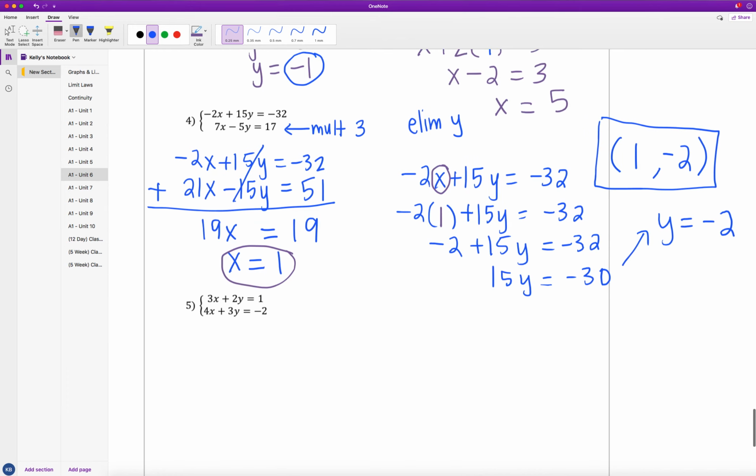Again, just like we've talked about in the prior 2 videos, you can always check any of these problems by taking what your final answer is that you got and substituting it into both equations and making sure you get true statements. Let's look at our last example here.